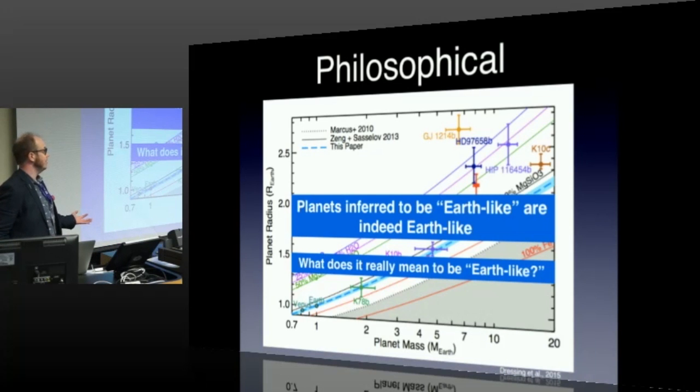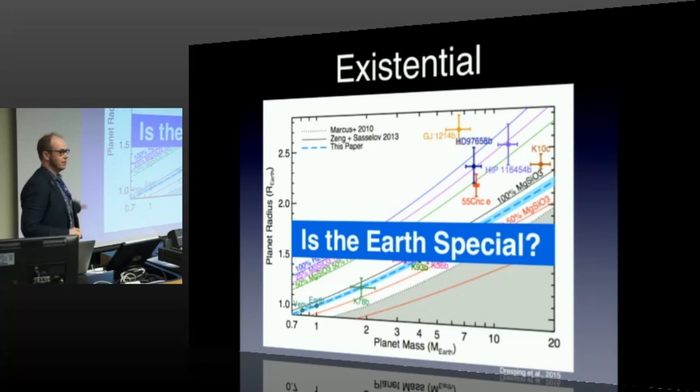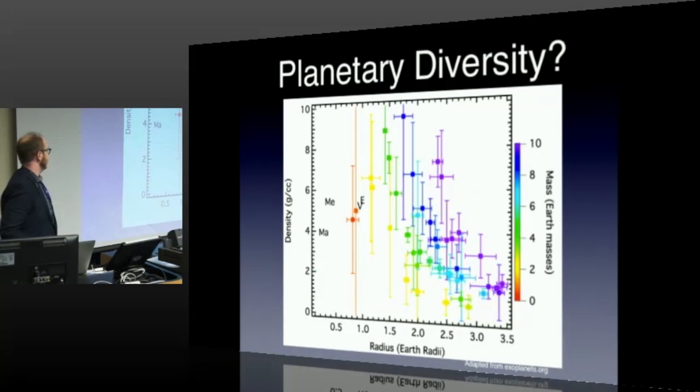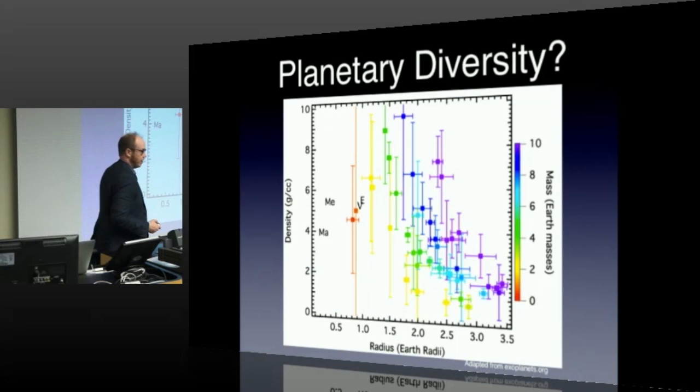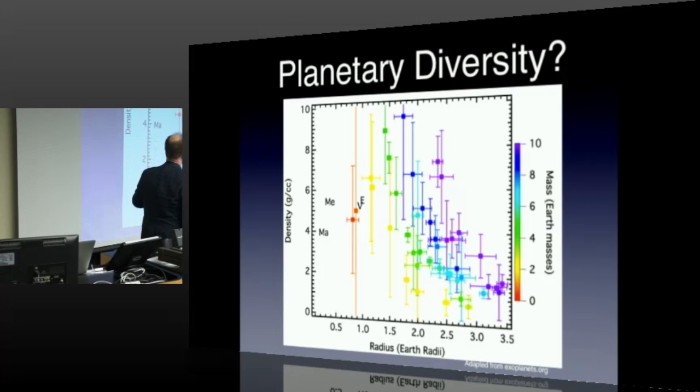And then you can ask this even more existential question of, is the Earth even special, if we can just fit all of these planets with this curve? So I want to take a step back and actually look at the data we take for exoplanets. So here is a different way to plot a mass-radius model. So this is data, not a model.